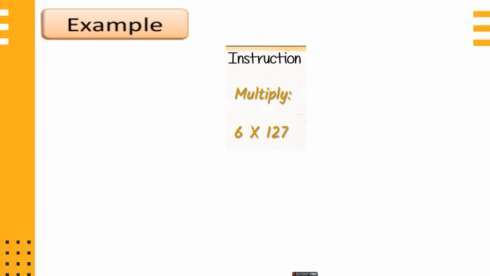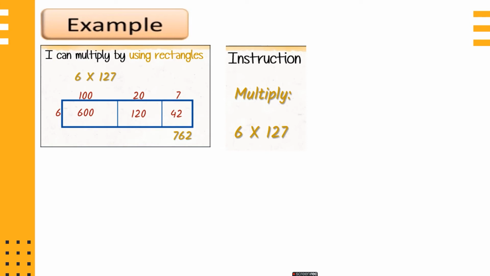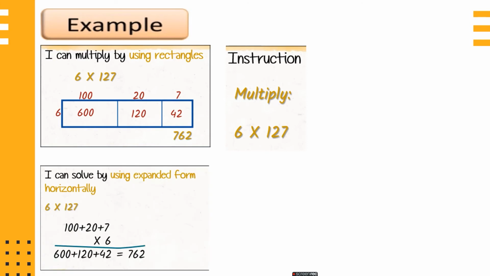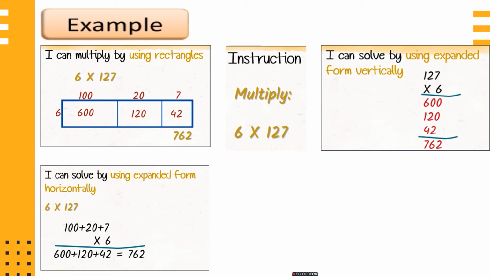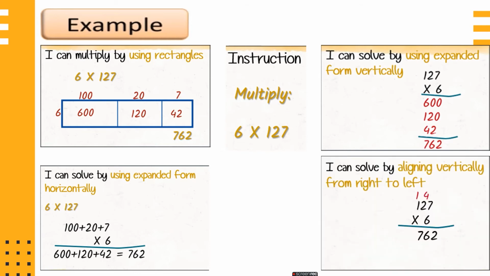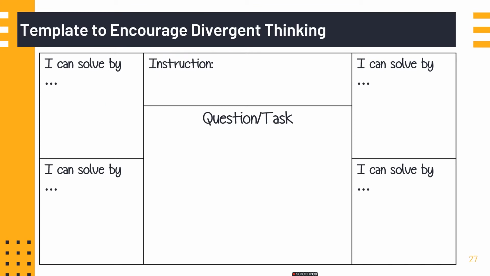Similar example again, multiplying 2 numbers. So they can multiply using rectangles. They can solve using expanded form horizontally, break that 127 into 100 and 20 and 7, and then multiply by 6. Multiply the 100 by 6, the 20 by 6, and the 7 by 6, and then add the individual results. They can show that vertically, aligned vertically in an expanded form, or multiply directly. So this is a template that we can use to encourage divergent thinking amongst the students while solving problems. This can be used for individual task or group task also.